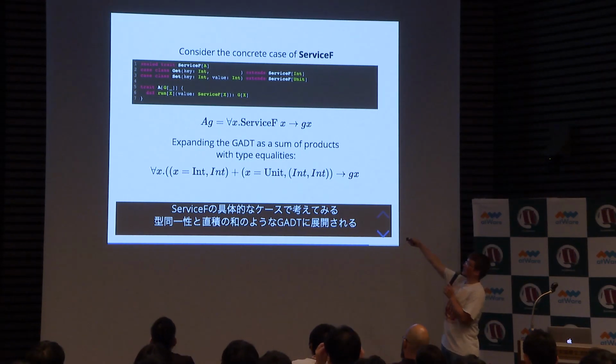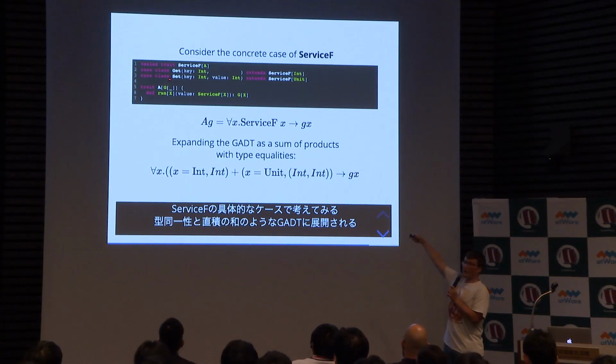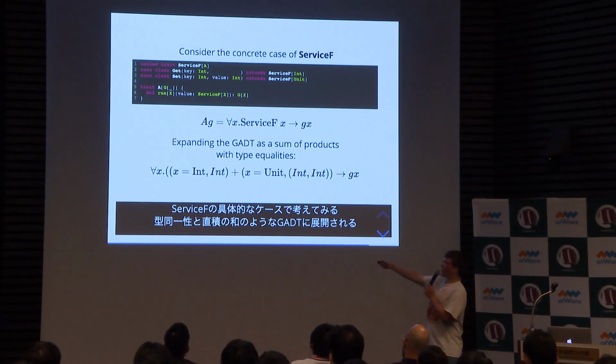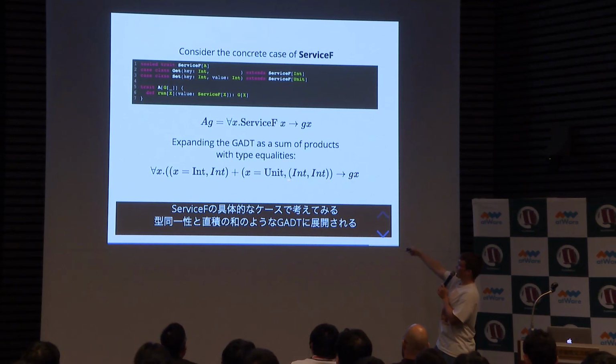Imagine that inside of run, I pattern matched on my value, and I saw that the value was get of some key. Then I would immediately know that x is also an int. And that's where this term comes from. So I would get a proof that x is an int, but I would also get the key itself. Similarly, if I pattern matched and I saw set, then I would get two ints, key and value, and I would get a proof that x is a unit.